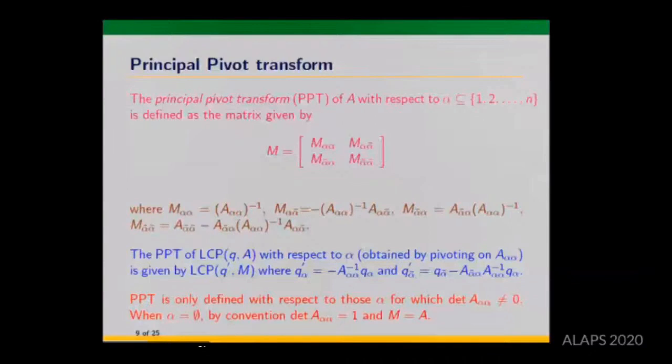Here one more concept in the literature which plays an important role is called principal pivot transform. The principal pivot transform of A with respect to some set alpha is defined as follows. If M is the principal pivot transform of A, we can write M alpha alpha, M alpha alpha bar, M alpha bar alpha like this. When you take a PPT, the principal pivot transform of A with respect to alpha, obtained by pivoting on A alpha alpha, then you get an LCP(q', M), where q alpha is like this. And the interesting thing is that the cardinality of the solution set will remain the same. Note that PPT is defined with respect to those alpha for which A alpha alpha is not equal to 0.